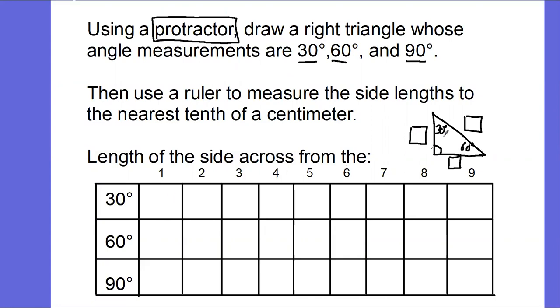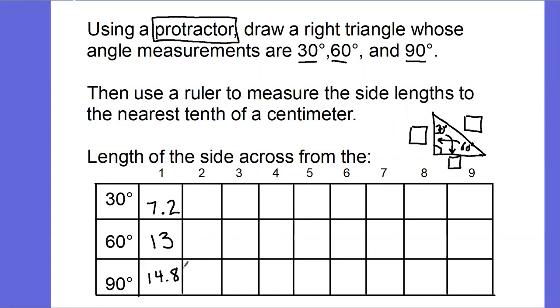And one student told me that directly across from their 30, when they drew their triangle, they had 7.2 centimeters. And when I asked them what was directly across from their 60, they said they had 13 centimeters. And across from their 90, they had 14.8.